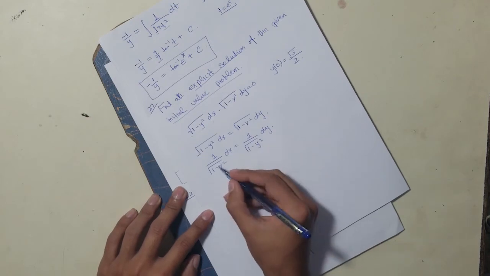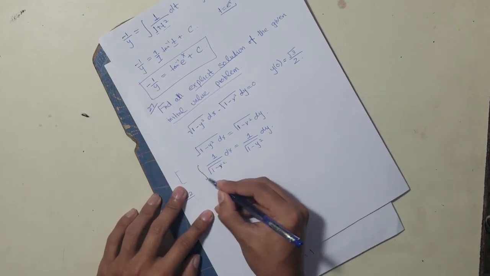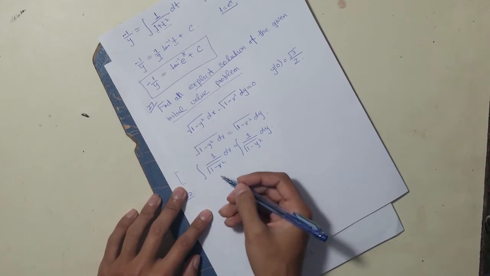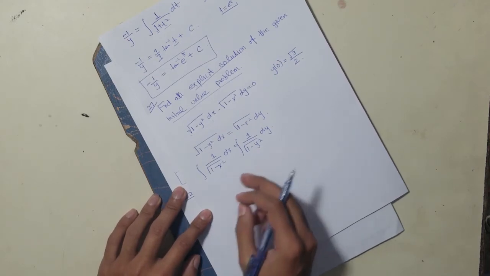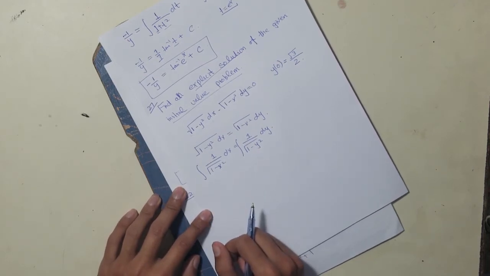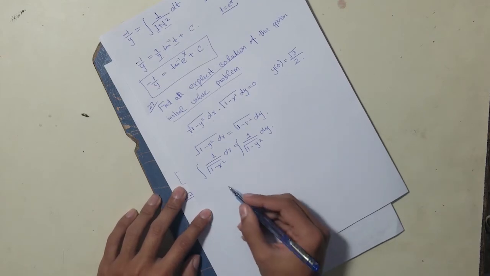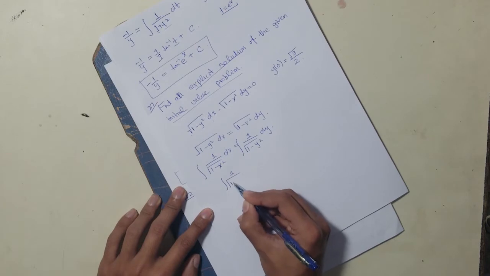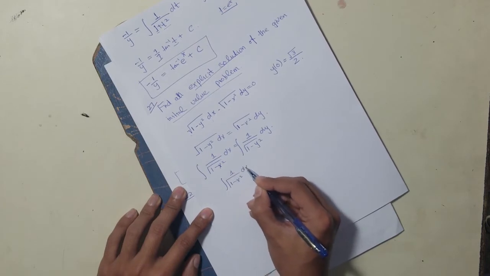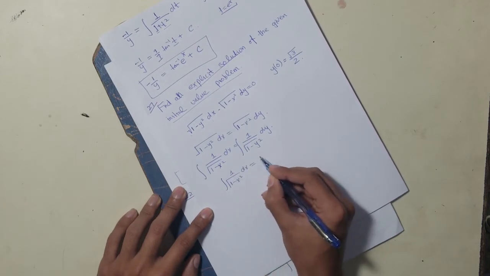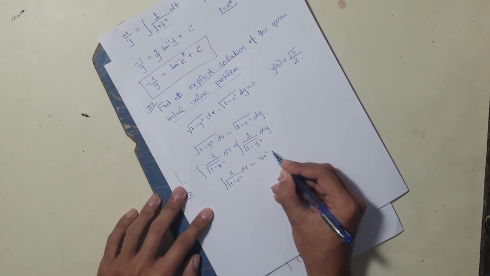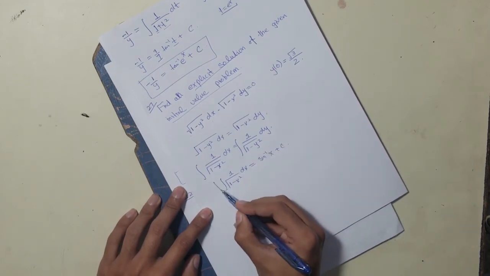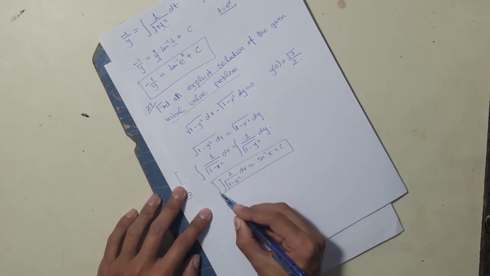And the next step is to integrate both the sides. So this is the integration and this is the integration. Here trigonometric identities also come in. The identity I use here is that the integral is equal to sin inverse x plus c. So this is the identity I will be using here.